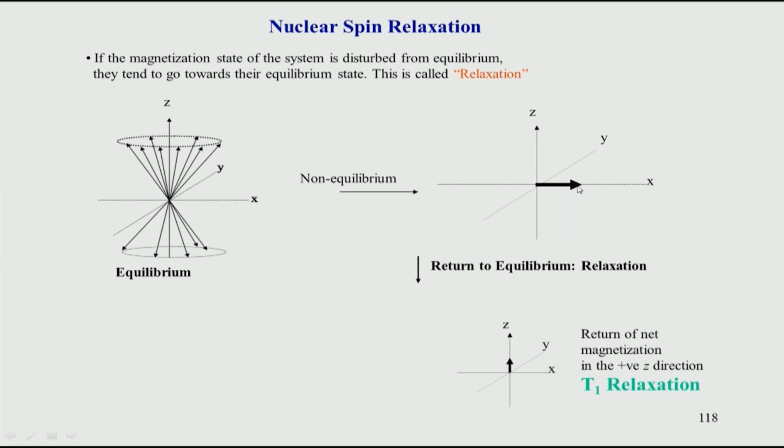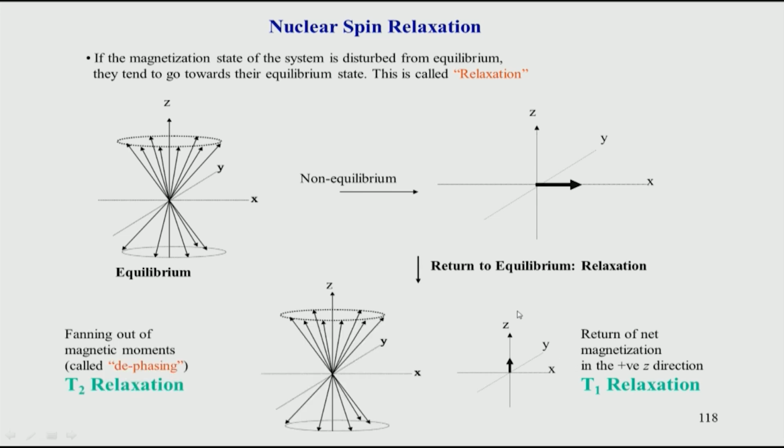So, when this vector goes towards this way, remember the motion is never like this, it always comes, the magnetic vector comes like this and then goes up, and as it is going this side, it starts building up this side. So, simultaneously when it is coming this side, it goes up, and that process of building of the magnetization along the z axis is known as T1 relaxation.